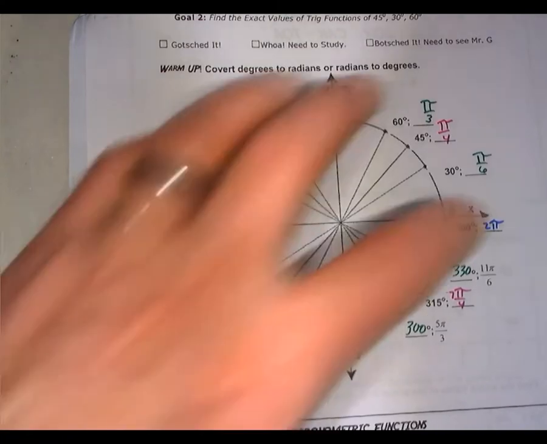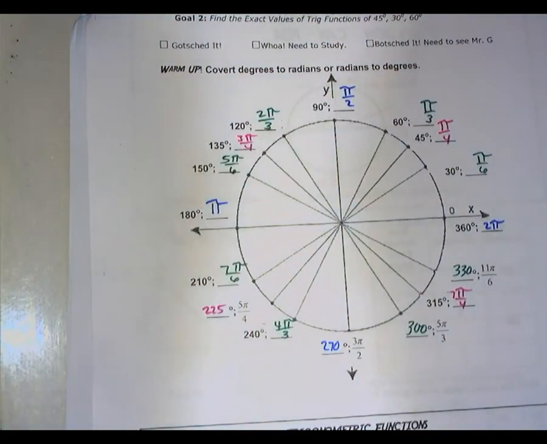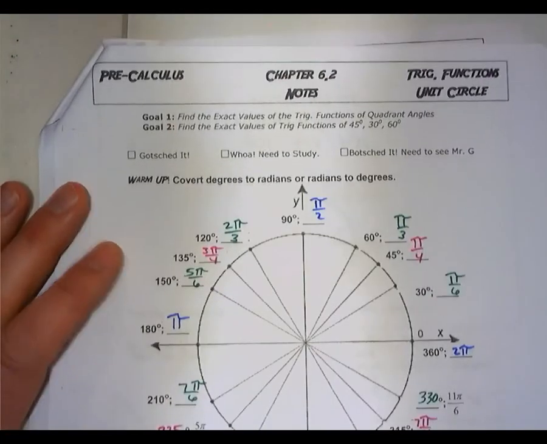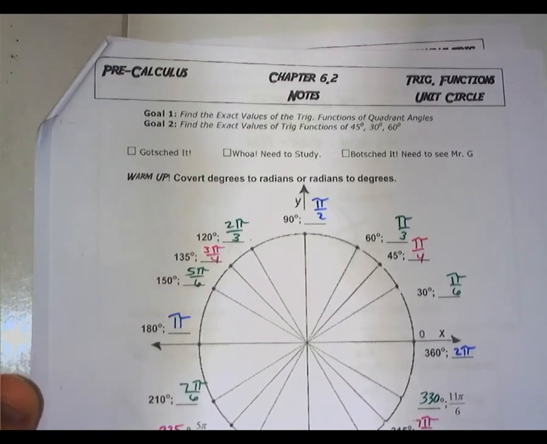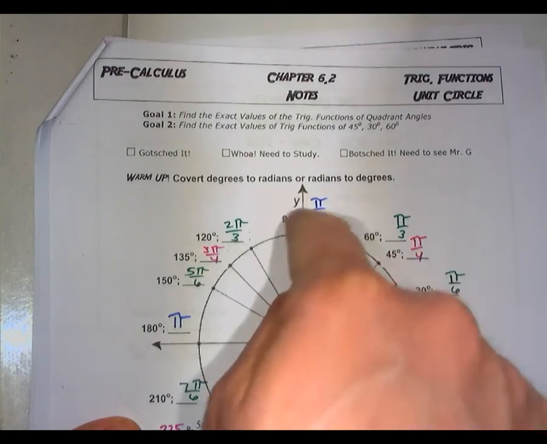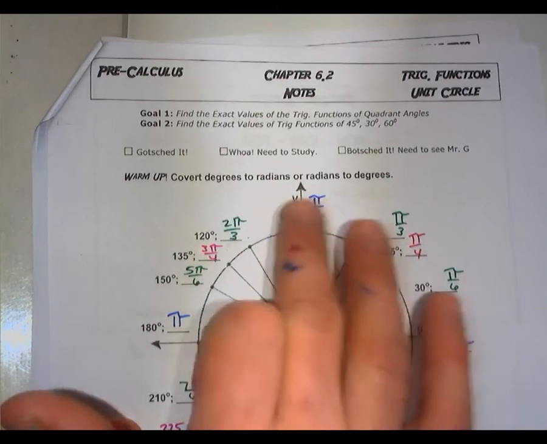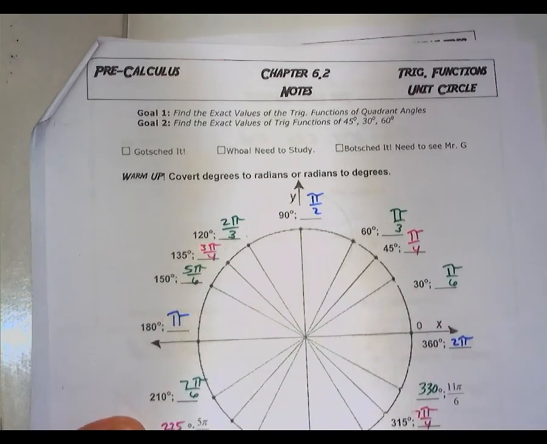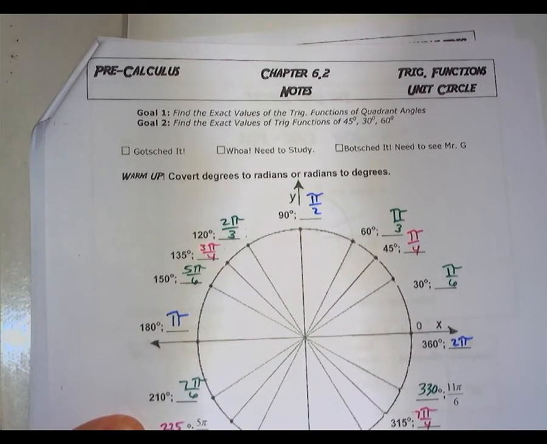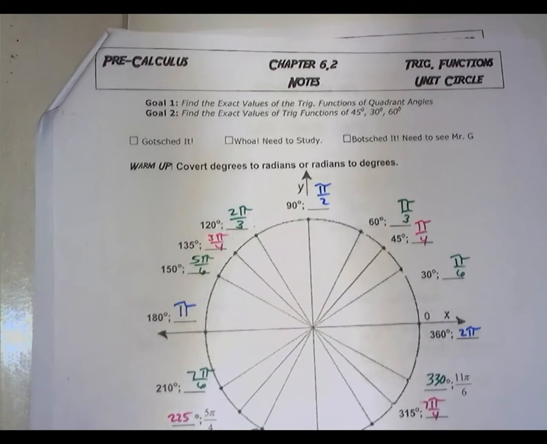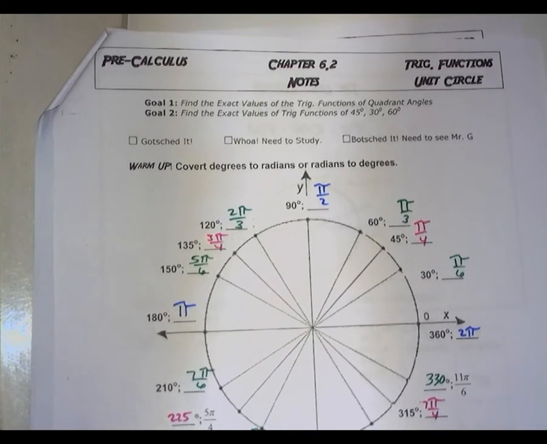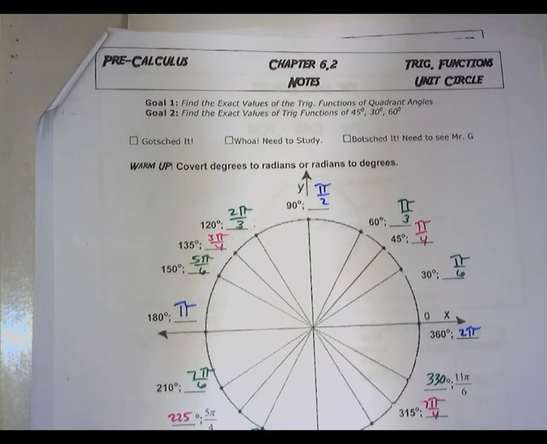All right, guys, now that we have our quadrantals changed, we're ready for goals 1 and 2, which is to find the exact values of trig functions of quadrantal angles. Quadrantals are in between quadrants, so the multiples of 90: 0, 90, 180, 270, 360. We're going to find those trig functions, and then the exact values of trig functions of 30, 60, 90 and 45, 45, 90 triangles.